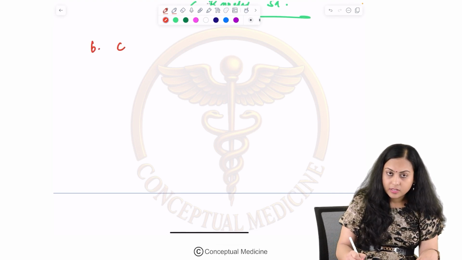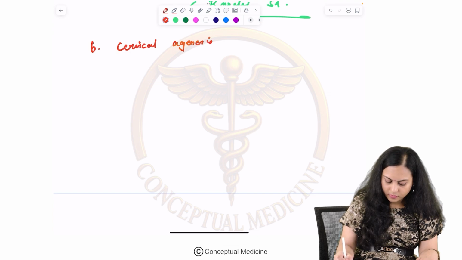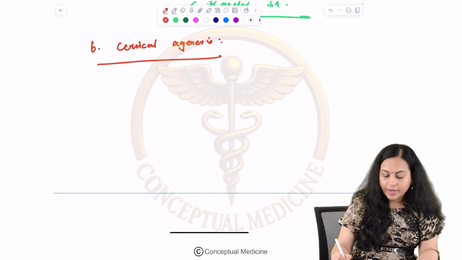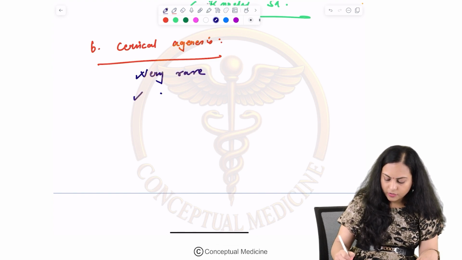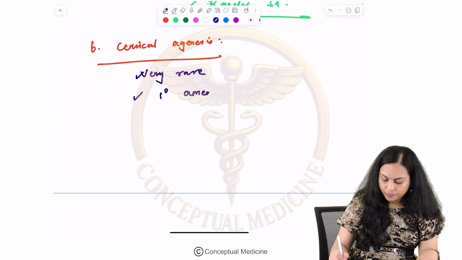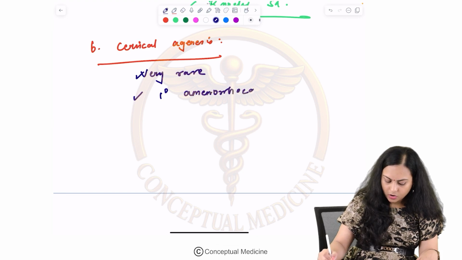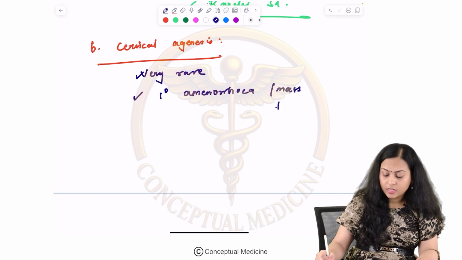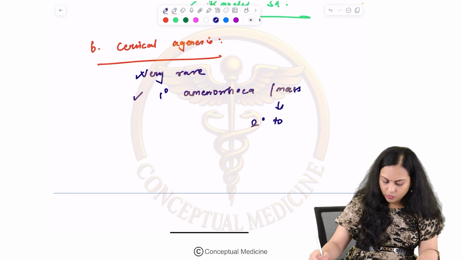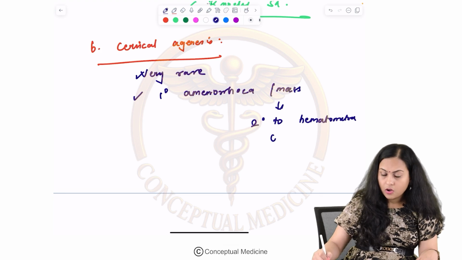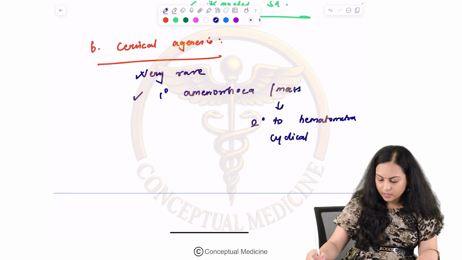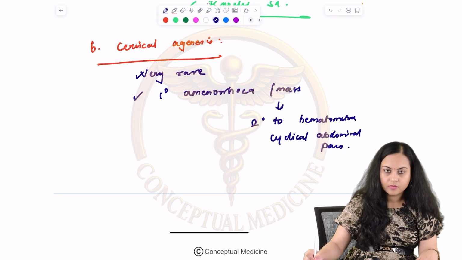Next condition is cervical agenesis. This is also one of the rare conditions. Usually it presents as primary amenorrhea, or a mass secondary to hematometra, or cyclical abdominal pain.